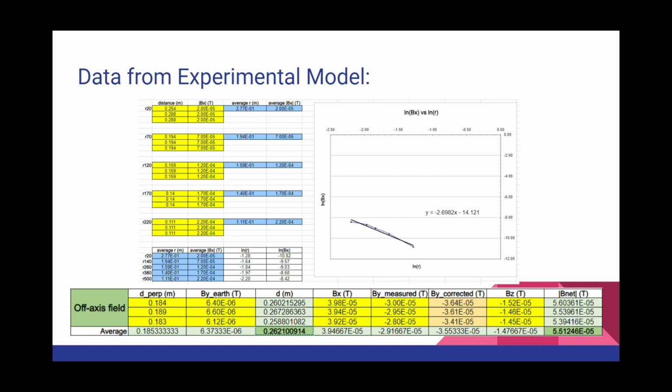Here's the data from the experimental model, showing the linearization of the data, as well as on the top left, the parallel axis distances required to find magnetic field of the magnitudes requested, as well as on the bottom, the off-axis field data. The main result is that the distance was 2.62100914, and the magnitude of the magnetic field was 5.51246 times 10 to the negative 5.